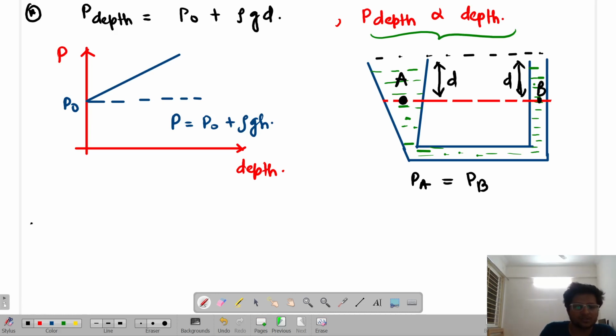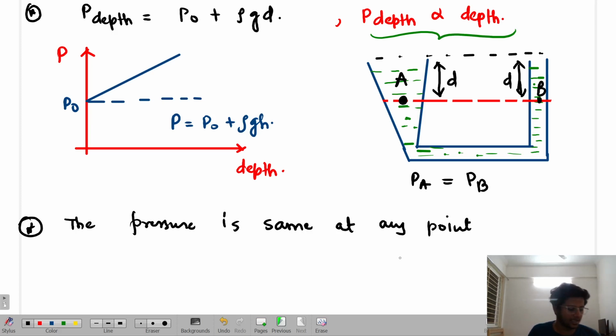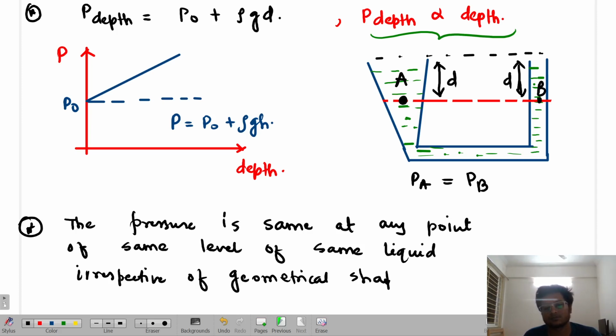So simple. The second property of this variation of pressure is that the pressure is same at any point of same level of same liquid, irrespective of geometrical shape of container basically. Okay, independent of geometrical shape of container. Are you able to get me or not? Understood.